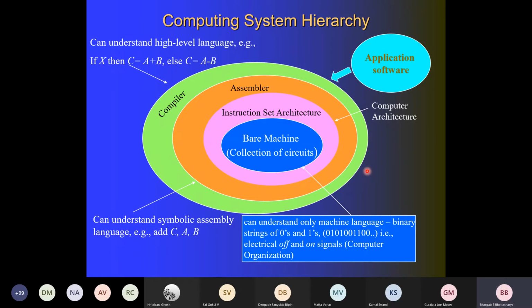So this is the overall computing system hierarchy. At the inner core, you have the bare machine, which is pure hardware, a collection of electrical circuits. And then you are going to envelop the machine with different layers. The innermost layer is the bare machine. The next layer is the instruction set architecture, that means covering the machine with the collection of the assembly language instruction set and so on.